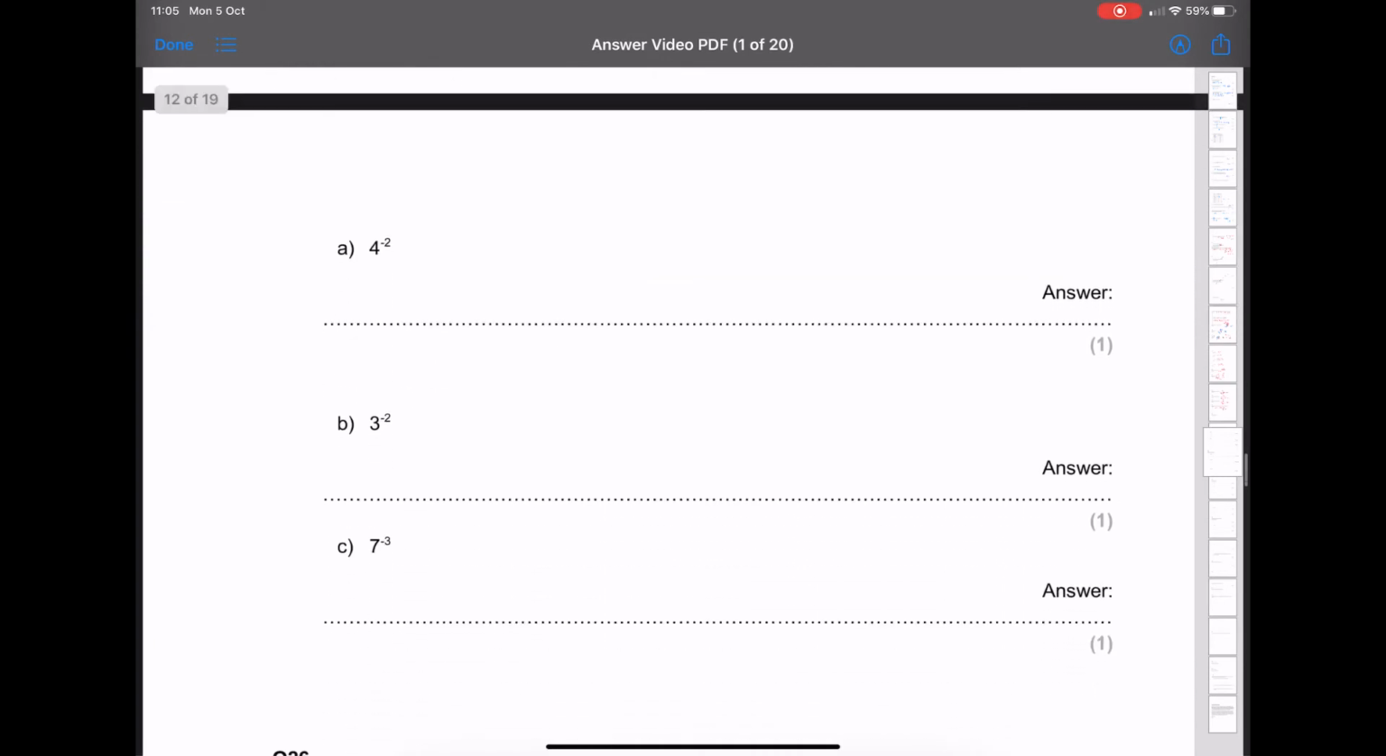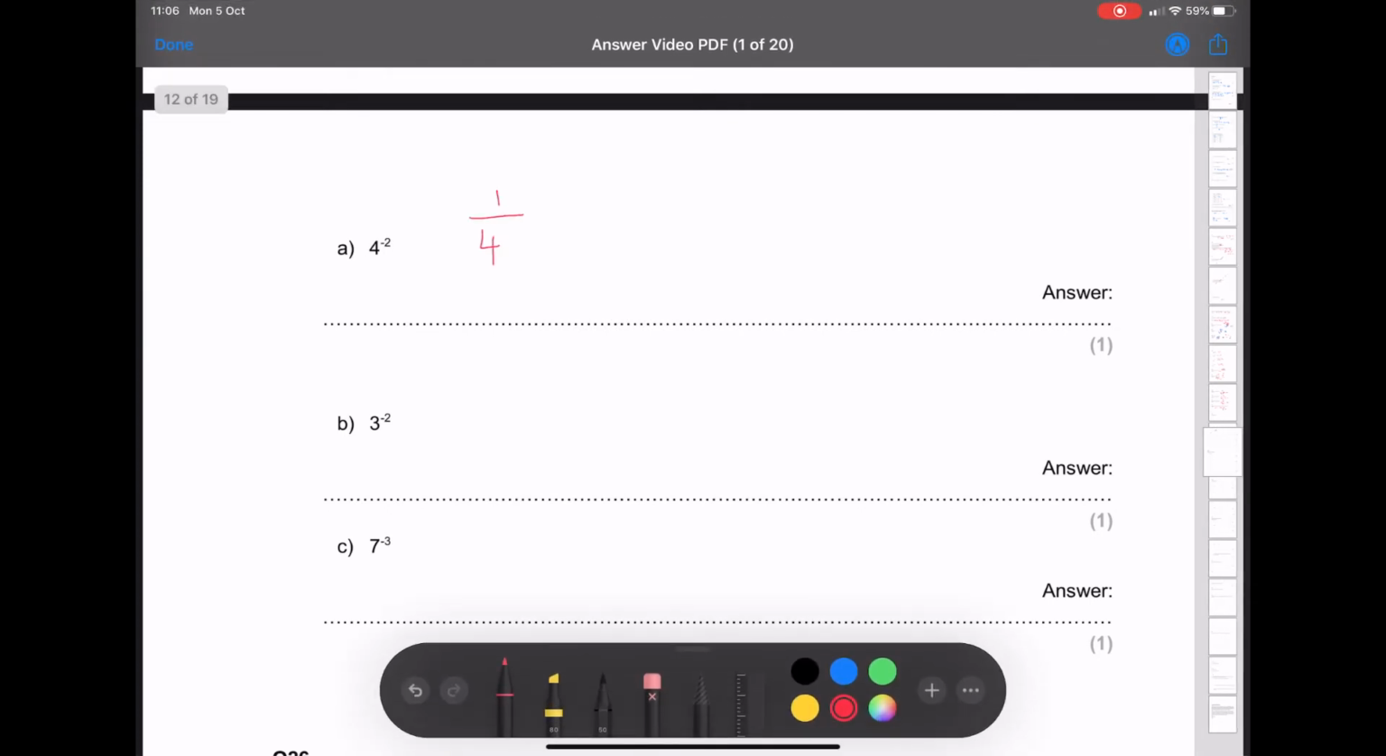So it's asking us to simplify the following. Now, this is actually part of the higher paper as well. I just maybe gave you something a little bit too tricky. But let's just go through it. So 4 to the power of minus 2, okay, what we do with that is exactly the same as if we put 1 over 4 squared.